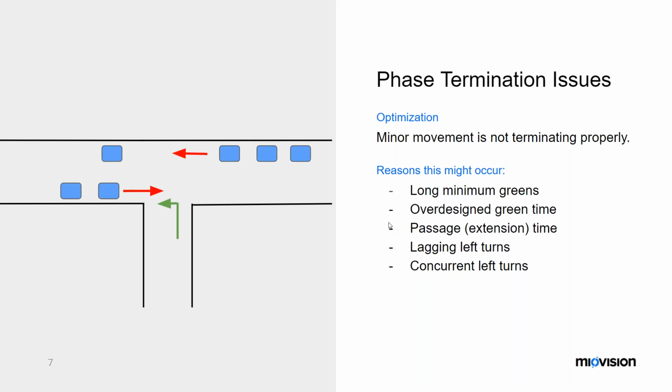And this could be because of long minimum greens. So there maybe was one car that went through that minor movement, and then the next 15 seconds it was spare capacity. So there's just a long minimum there. Over design green time, passage time, extension time, lagging left turns, or concurrent left turns as well. And so these are all issues that may be causing it, or scenarios that may be causing a phase termination issue, but the tool helps highlight where this is occurring.